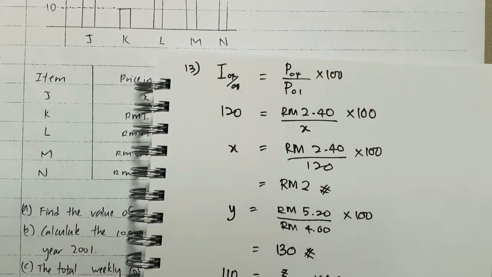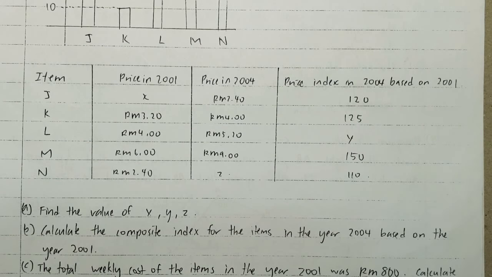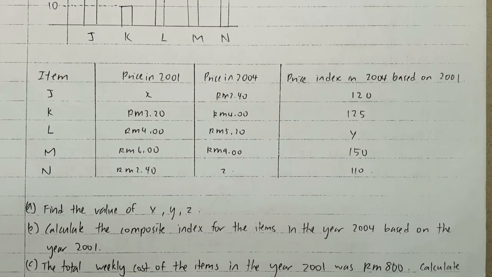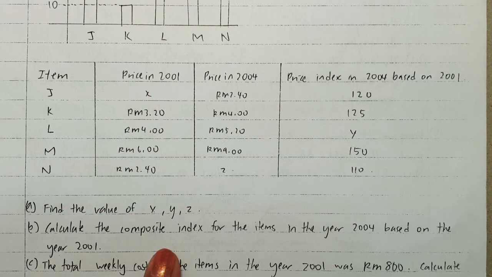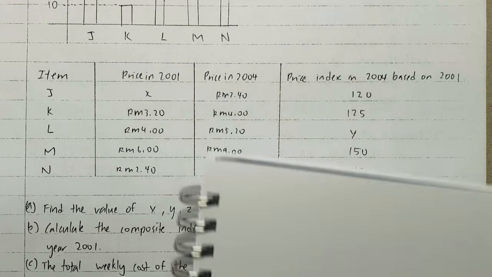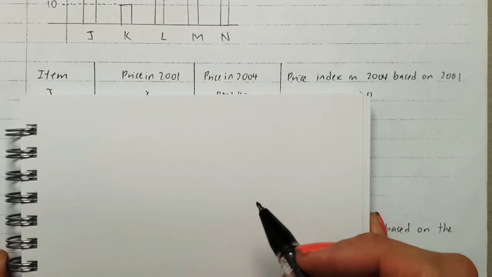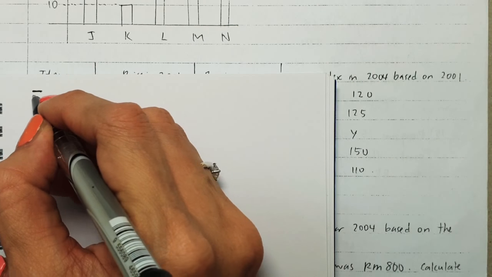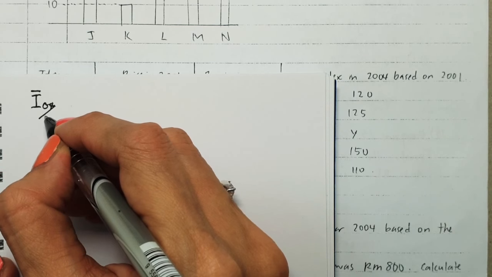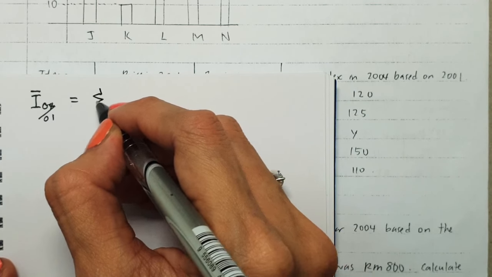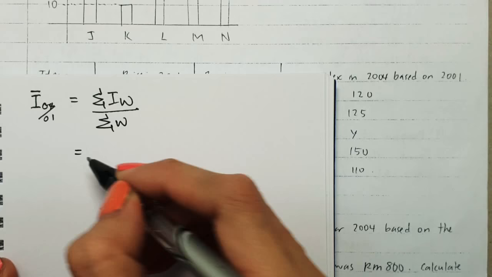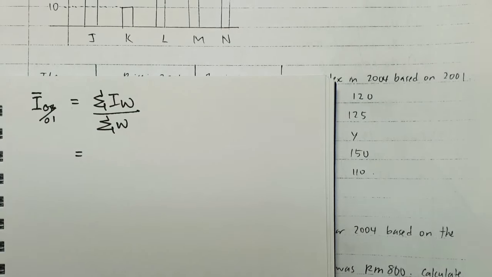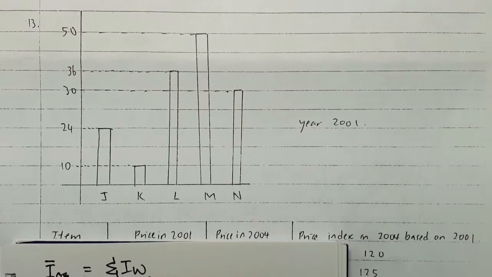Now the second part will be the composite index. Calculate the composite index for the items in the year 2004 based on the year 2001. So for the composite index, again, we apply the formula. What is the formula? Composite index, year 2004 based on the year 2001, is the total of index times its weightage divided by the total weightage. But where is our weightage? Our weightage will come from the graph over here.